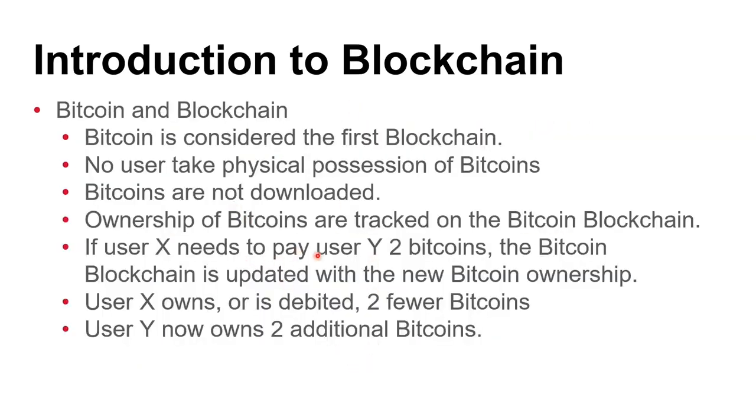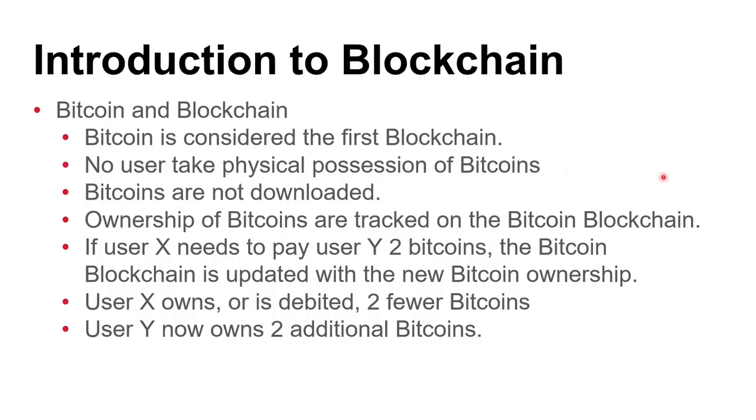And we can see here, Bitcoin is considered the first blockchain. That's probably true, although there are some that would disagree with that. And we talked about this before, that nobody takes physical possession of Bitcoins. So Bitcoins are actually never even downloaded. They actually are entries in a ledger that you can view through your Bitcoin wallet.